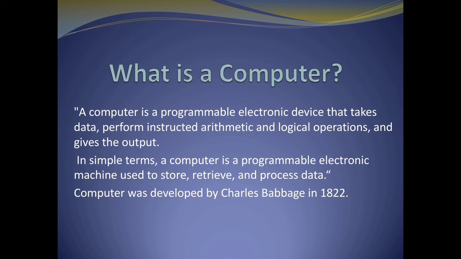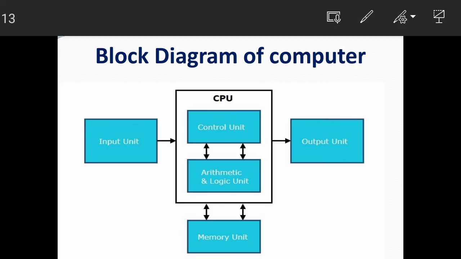In simple terms, a computer is a programmable electronic machine used to store, retrieve and process. So we can use a computer to store the data, to retrieve the data and to process the data. The computer was developed by Charles Babbage in 1822. So this is the introduction of computer. Next, block diagram of computer.